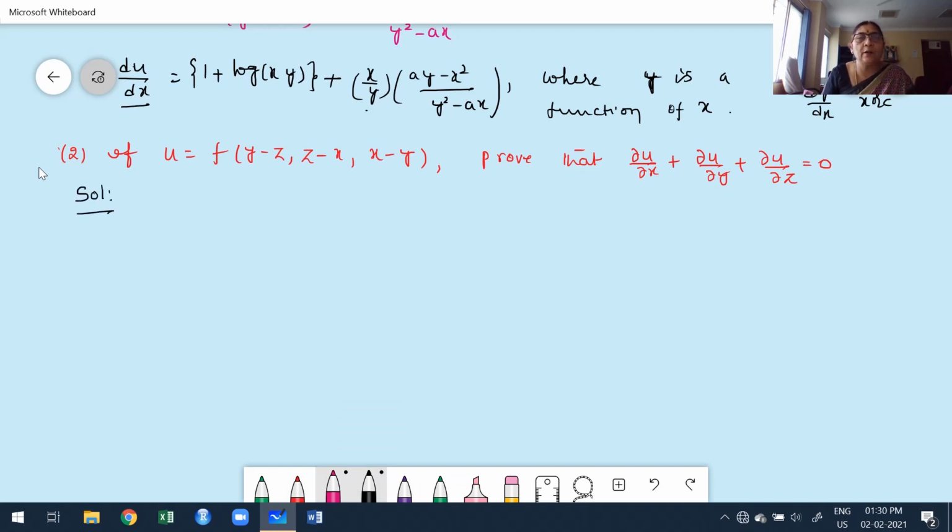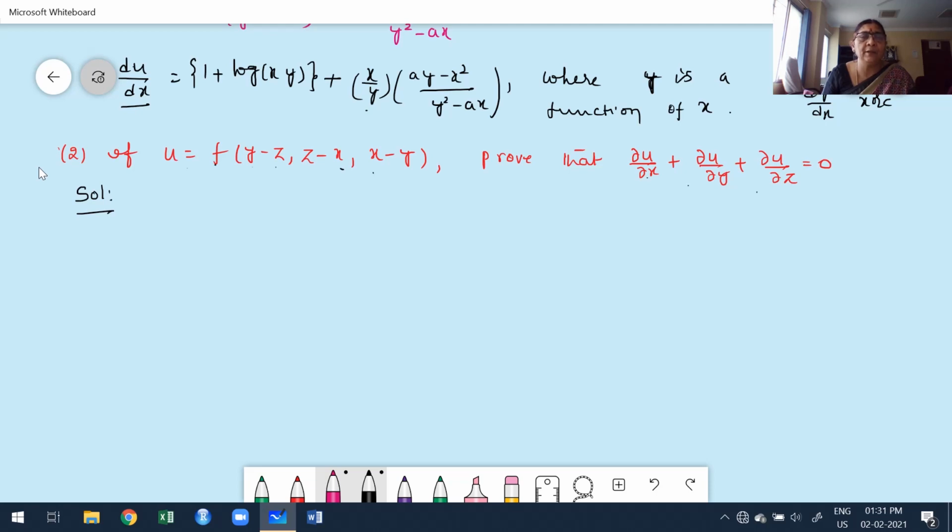u is a function of x, y, z. Observe carefully. But I want to find out the partial derivative of u with respect to x, with respect to y, with respect to z. But this given function is not directly in the form of total derivative, implicit or composite function, because they have given some unknown function here.